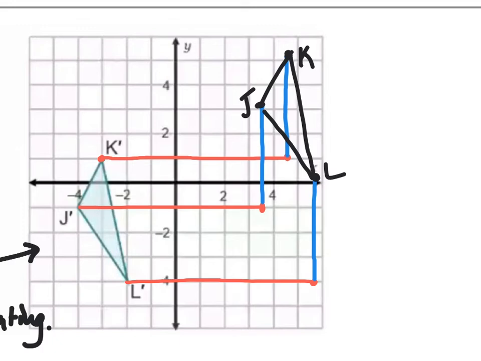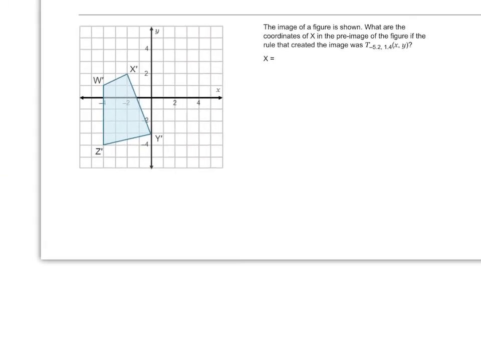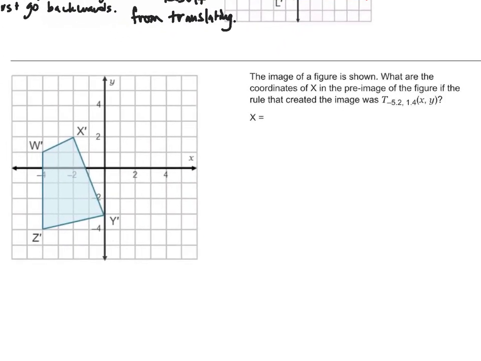All right, on this last one, it says the image of a figure is shown. So this is the result of translating. What are the coordinates of X, the pre-image of the figure, if the rule that created the image was T is negative 5.2 and 1.4? Okay, and so here's what we've got, and this is a little bit tricky. So let's take a look here.